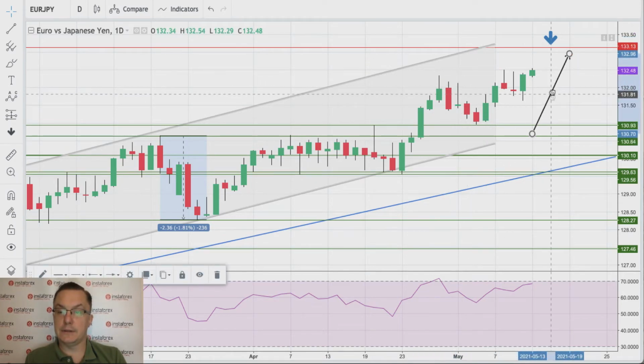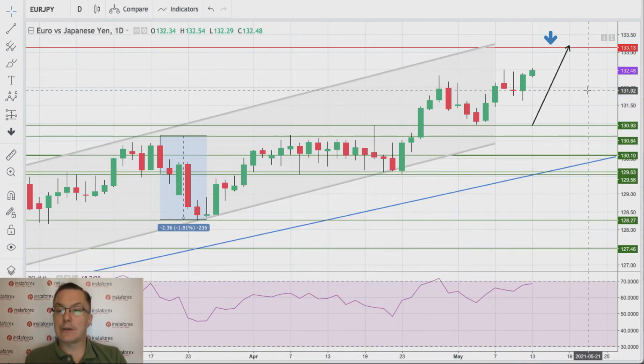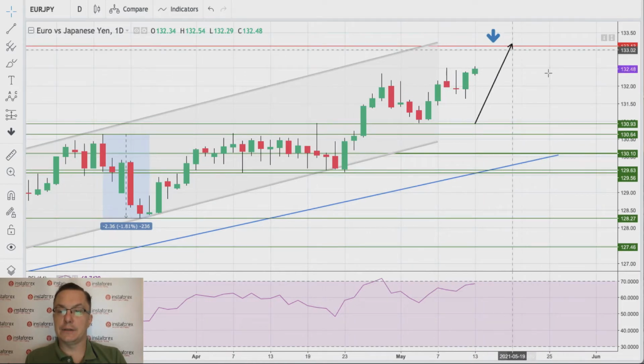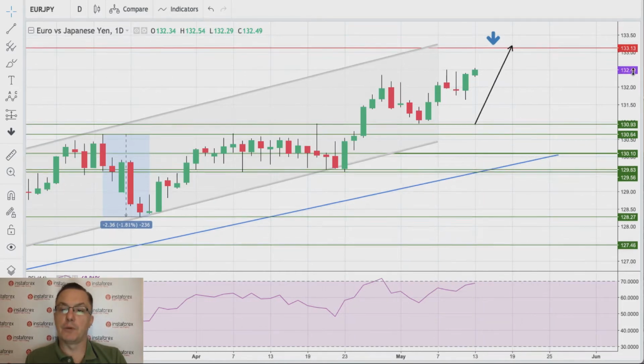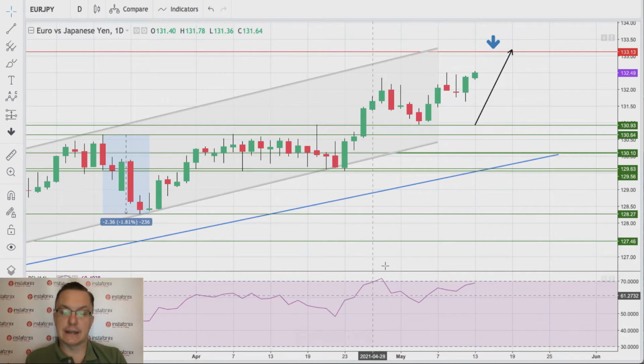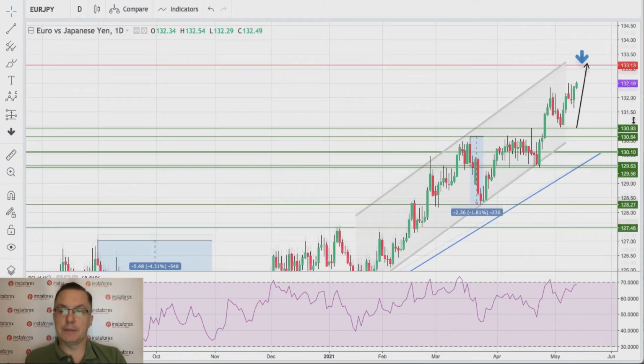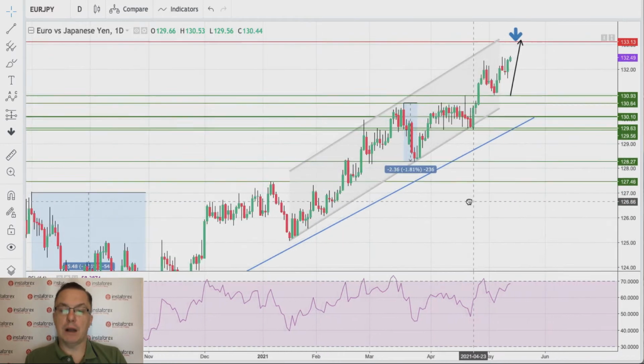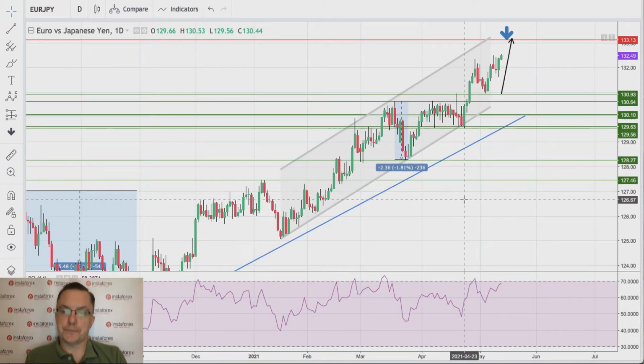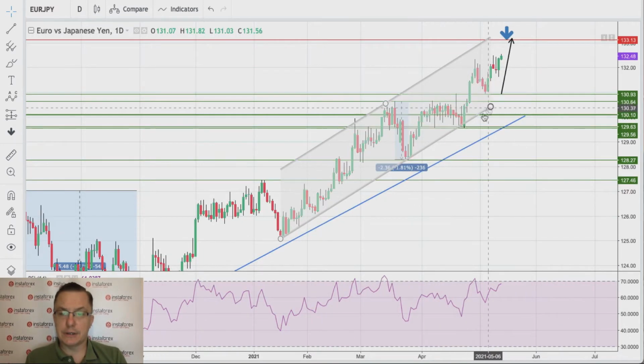As you can see, our arrow tells us that we are heading towards 133.13. This is the next target for the euro to the Japanese yen. As you can see, the Japanese yen is being bought all around the board. Of course, we are still trading inside of this channel as well.